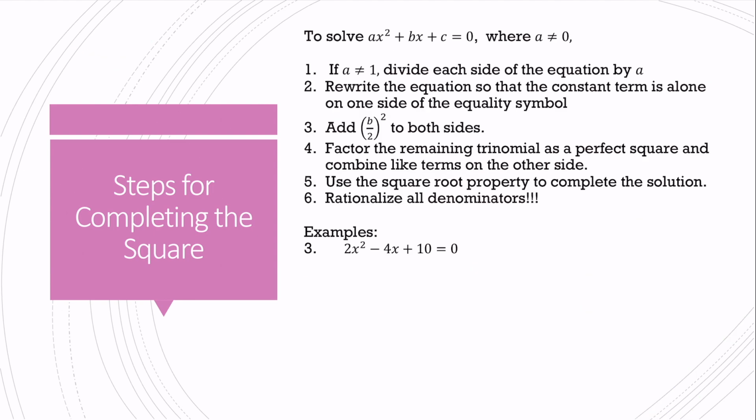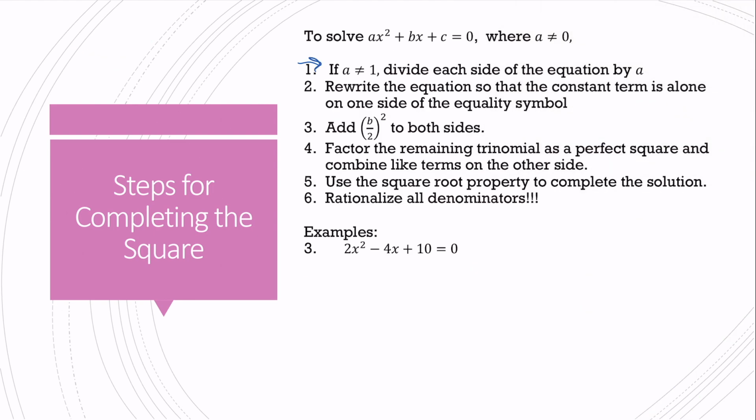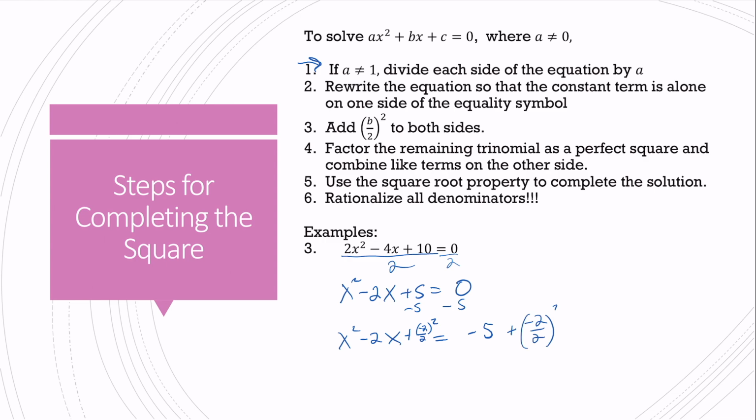All right, this time a isn't 1. I've got 2x squared minus 4x plus 10 is 0. So I need to divide both sides of my equation by 2. That gives me x squared minus 2x plus 5 is 0. I'm going to move my constant to the other side. I'm going to add negative 2 divided by 2 squared. Negative 2 divided by 2 is negative 1, squared is 1.